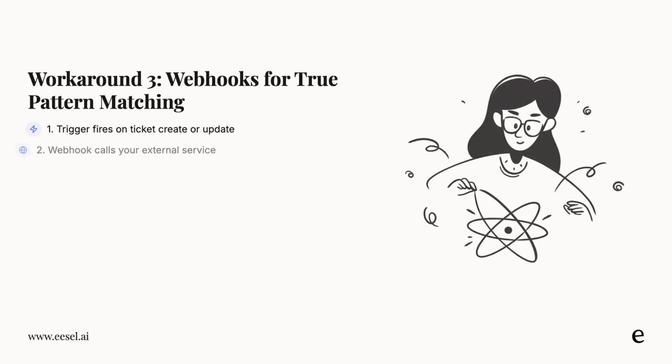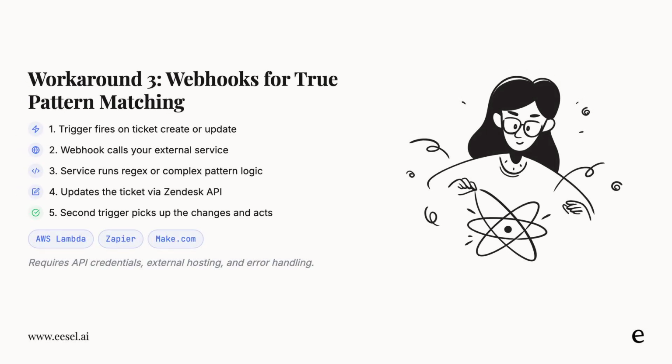For cases where you genuinely need regex, webhooks are the escape hatch. A trigger fires and calls your external service. That service runs the pattern matching logic. It then updates the ticket via the Zendesk API, adding tags, setting fields. A second trigger picks up those changes and takes action. You can host this logic in AWS Lambda, Zapier, or Make.com.